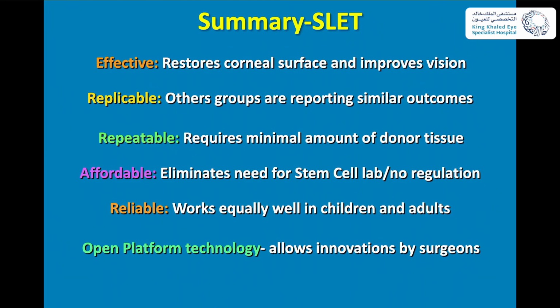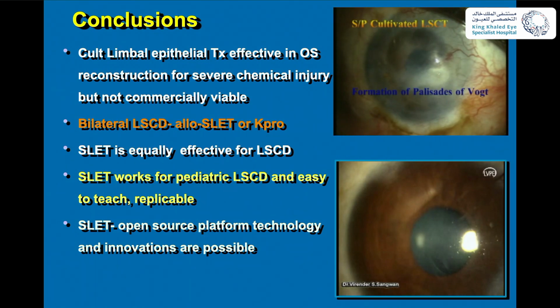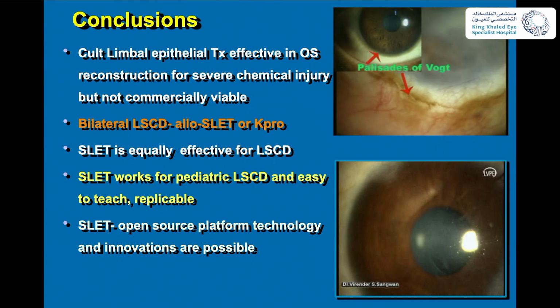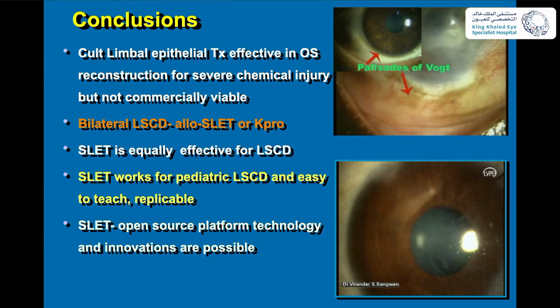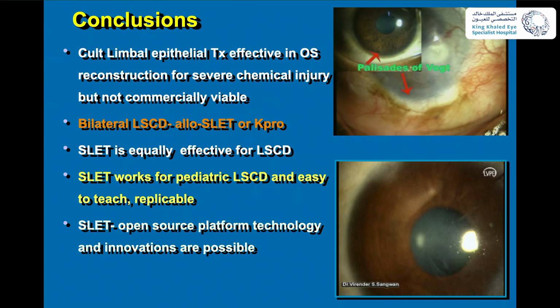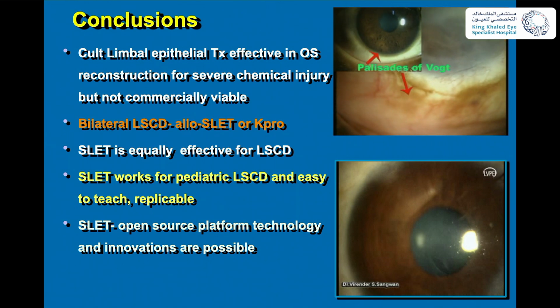So in summary, SLET is a very effective, replicable, repeatable, affordable, and reliable technique. It is an open platform technology, not patented or owned by anyone, and there are innovations reported from different parts of the world. Limbal stem cell deficiency used to be a problem about 20-25 years back, but no longer. There are very simple and effective treatments available, and the results are quite stable. Thank you very much.